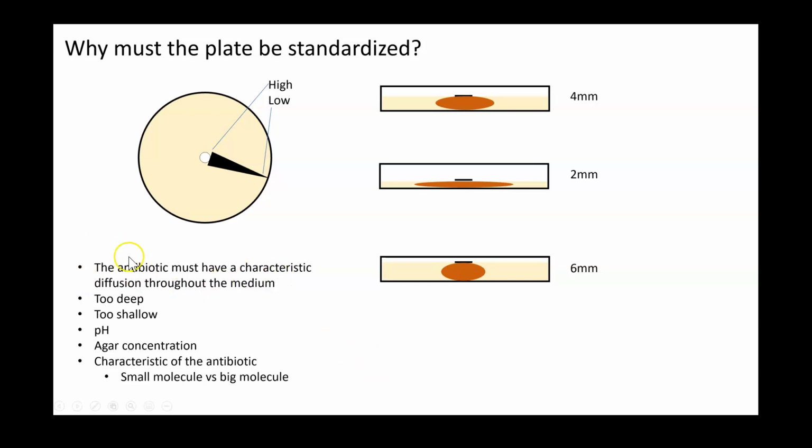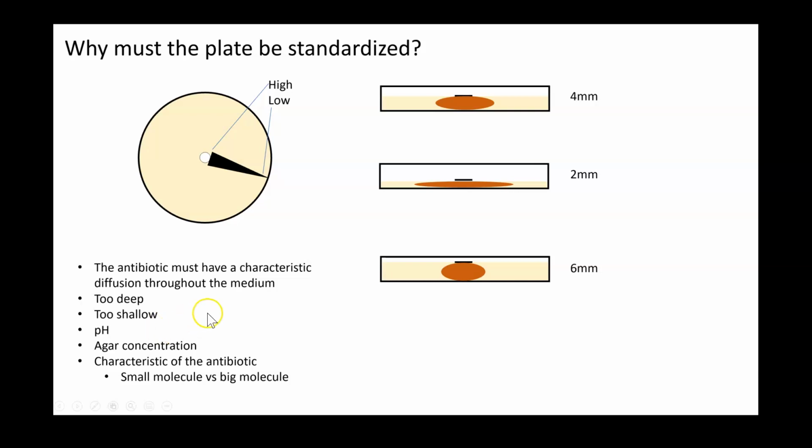In addition to standardizing all of the parameters of the media, whether it can be too deep, too shallow, if the pH is off, that could interfere with the function of the antibiotic itself, the agar concentration, and so on, don't forget that antibiotics are molecules, right? And remember that molecules have a characteristic diffusion pattern. In other words, large molecules will diffuse slower than small molecules, right? The smaller the molecule, the faster it can move throughout the media.